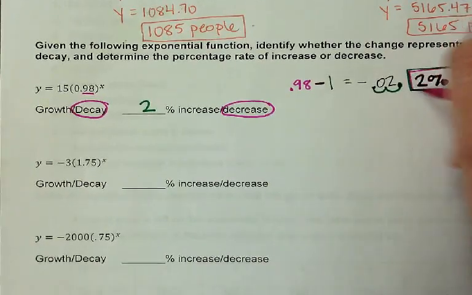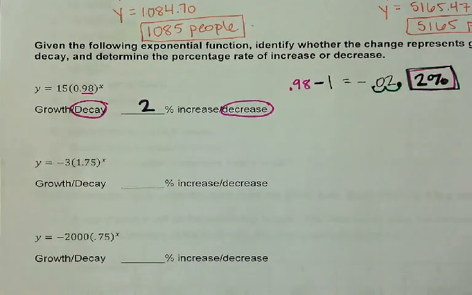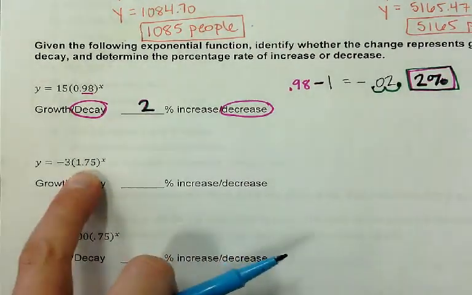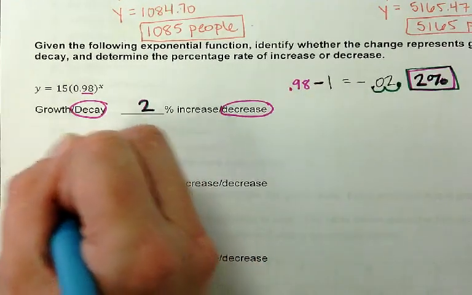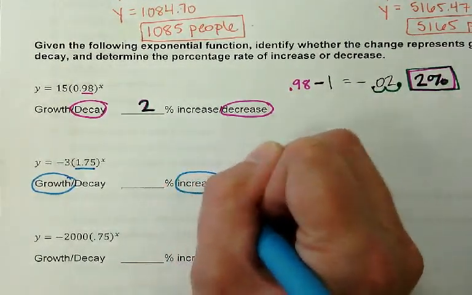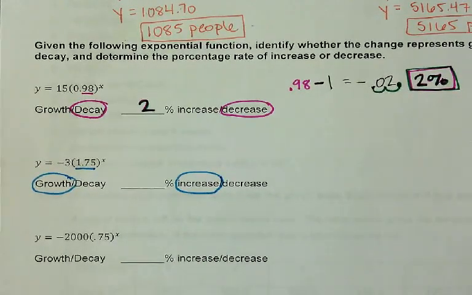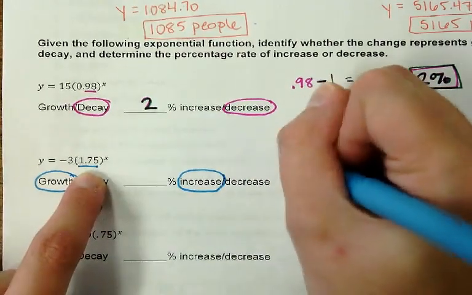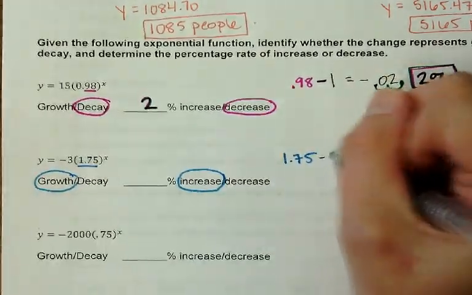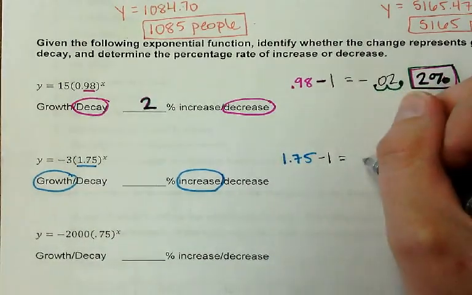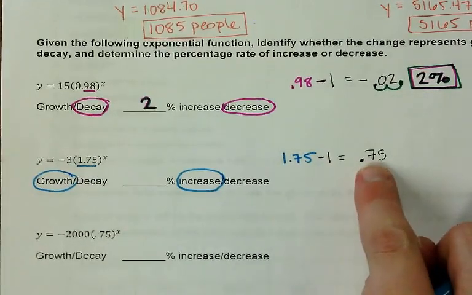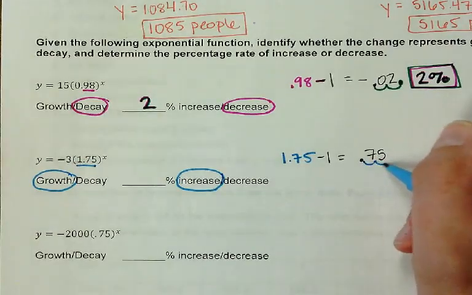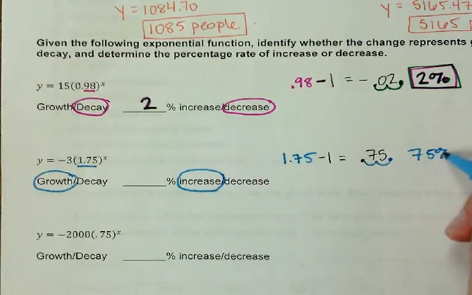All right? Then we're going to go here. What is this guy right here? 1.75. Is that growth or decay? It is growth because it's bigger than 1. If it's growing, then it's increasing. But we want to know by how much percent is it increasing. Well, what you do again is you take your number, 1.75, and you subtract your 1. And when we do that, we get 0.75. Now that 0.75 is my rate of growth. So if I move my decimal point 2 places, that becomes 75%. So it is a growth rate of 75%.